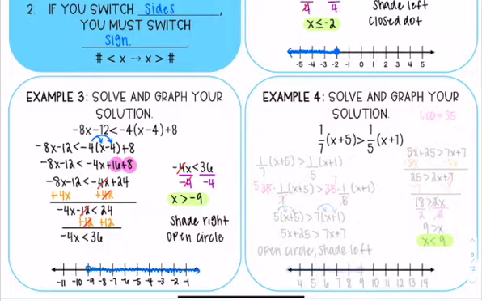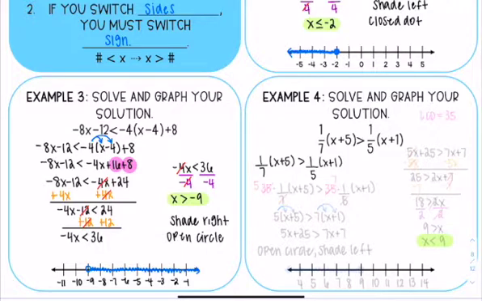And for the last one, we're looking at 1/7 times (x plus 5) is greater than 1/5 times (x plus 1). And so what do we normally do if there was an equal sign here? Normally our first instinct is to get rid of those ugly fractions by multiplying by an LCD.